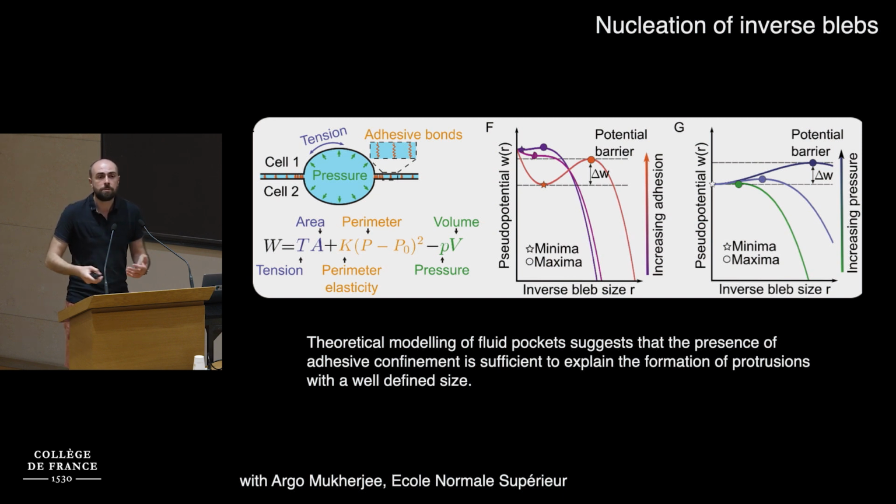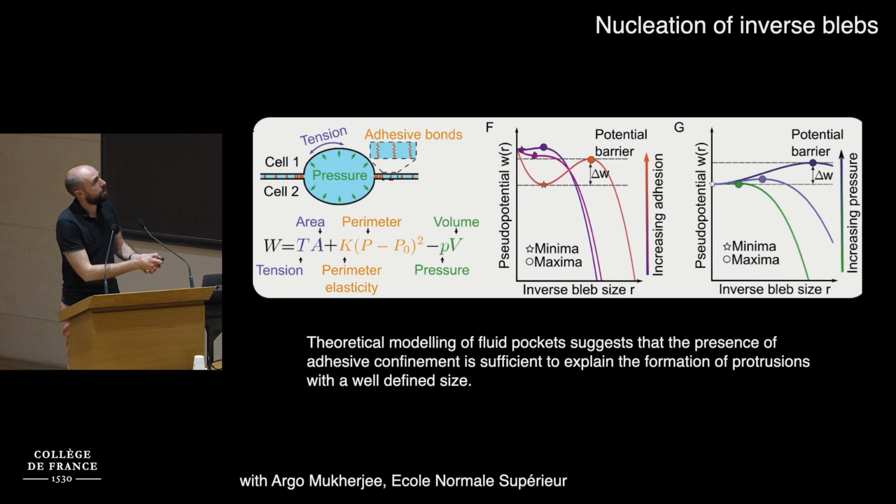We didn't have an explanation, but the explanation for this characteristic size comes naturally out of the introduction of a confiner provided by adhesion. So if you do not have adhesion, then the water pocket will grow indefinitely. There is no stopping, and that is what we think is happening in the embryo without as much adhesion. It just inflates without stopping until something else stops it, which is the epithelium above.